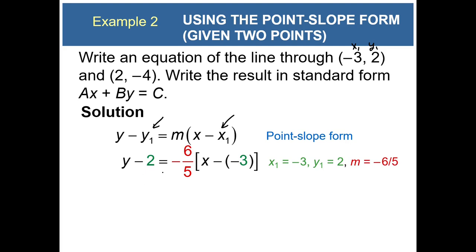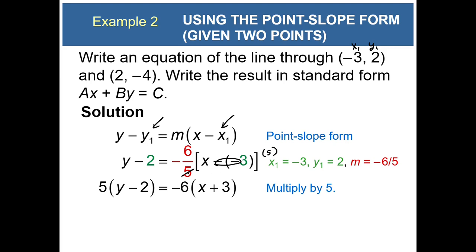y minus 2 is now equal to -6/5 times the quantity x minus a -3. And of course the double negative becomes a plus sign again. So we have y minus 2 equals -6/5 times the quantity x plus 3. I can multiply both sides of the equation by 5 to get rid of the fraction. And that results in 5 times the quantity y minus 2 equals -6 times the quantity x plus 3.